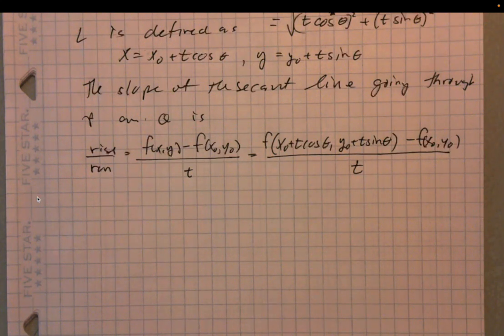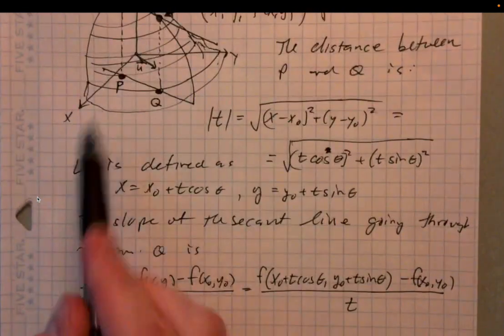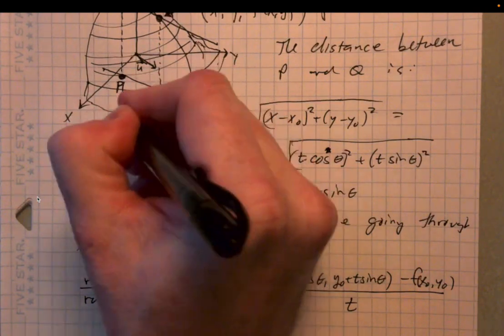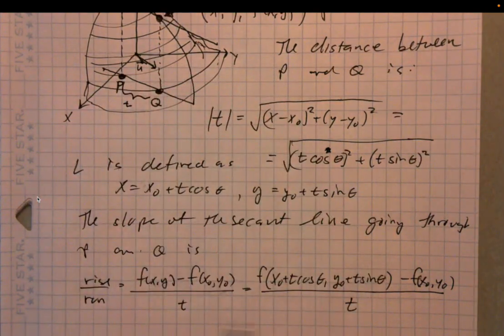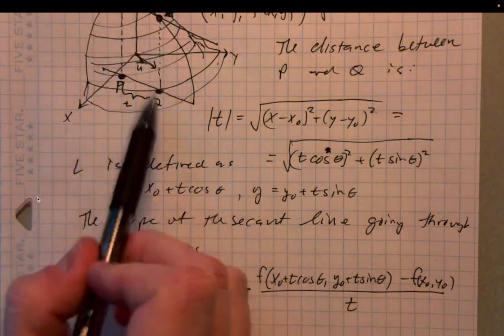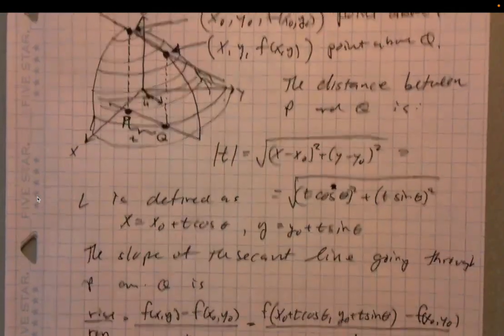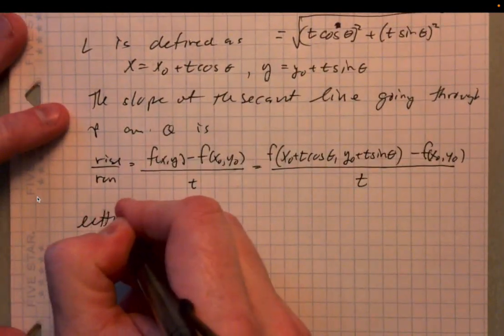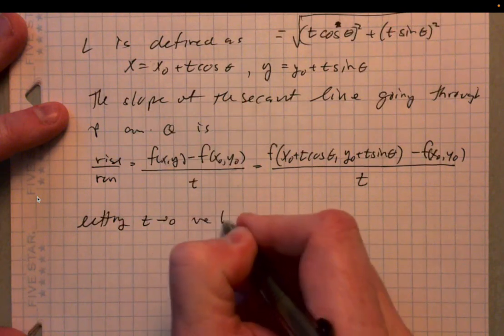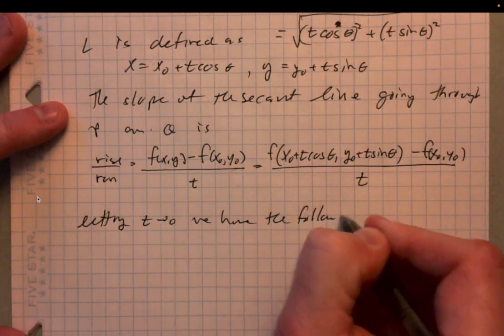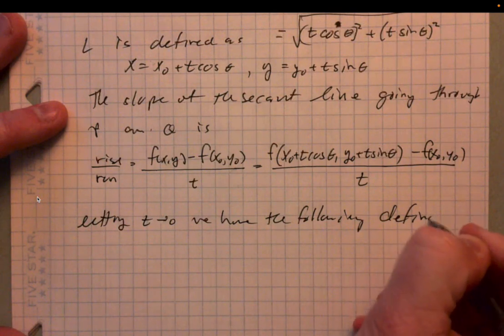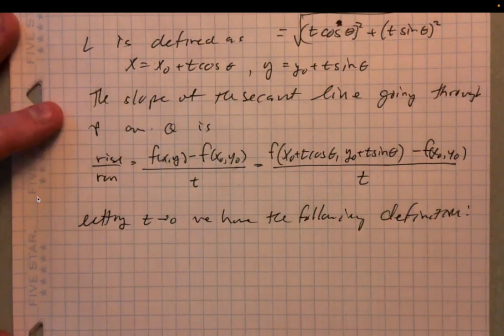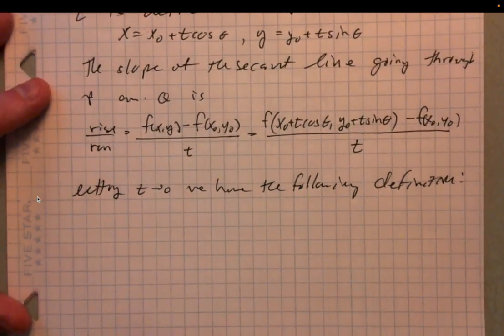And so what we can do then is let t go to 0. We can let the distance between P and Q, this is t, go to 0, and what we'll find is that in the limit we'll have the slope at our point P. Okay, and so letting t go to 0, we have the following definition. Okay, right. So this will be the definition of the directional derivative.